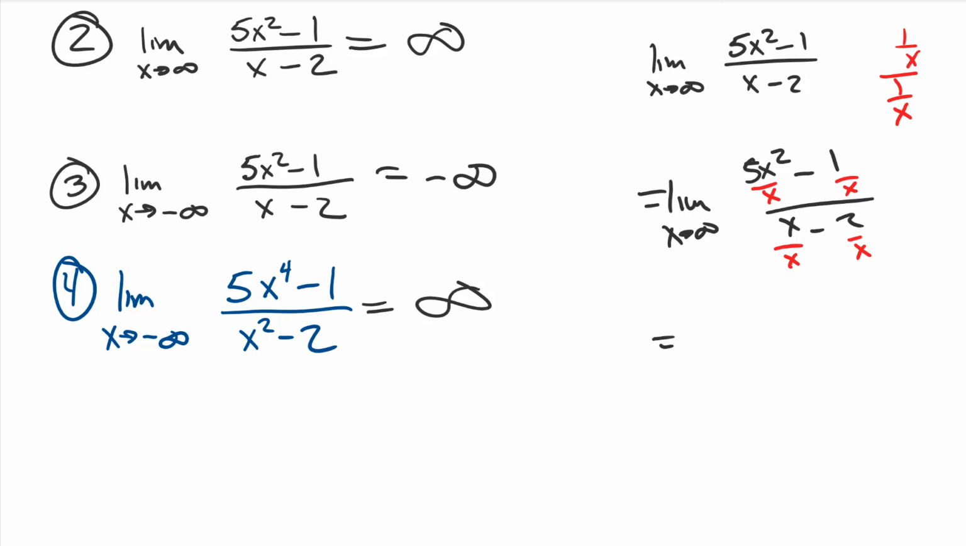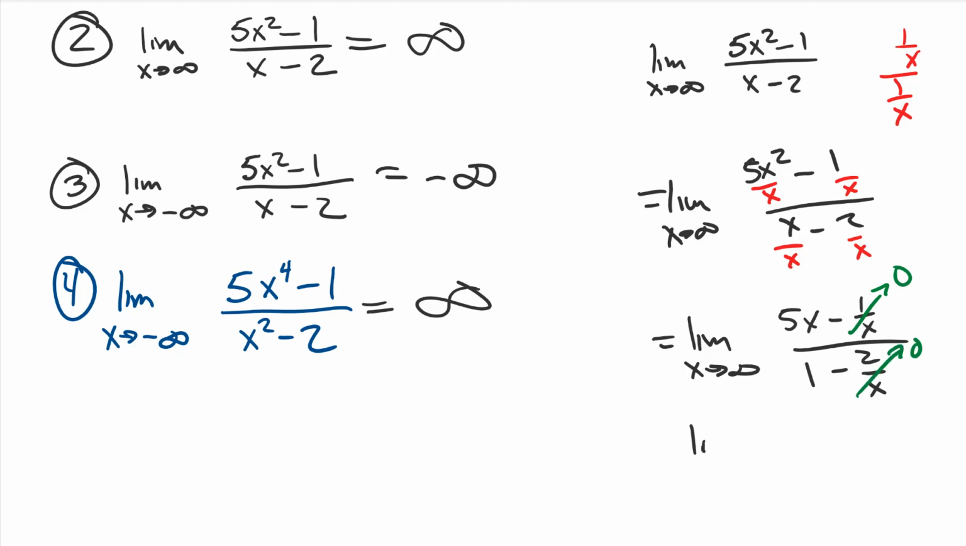It ensures that you're never going to get a 0 in your denominator. So that leaves us with what? 5x minus 1 over x, all over 1 minus 2 over x. That goes to 0. That goes to 0. So the only thing you're left with here is the limit as x tends towards infinity of 5x. Well, 5 times infinity? Pretty sure that's infinity.